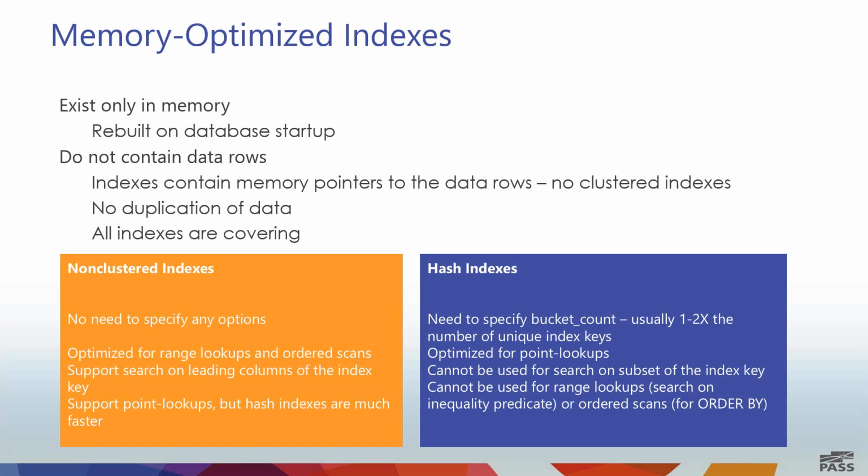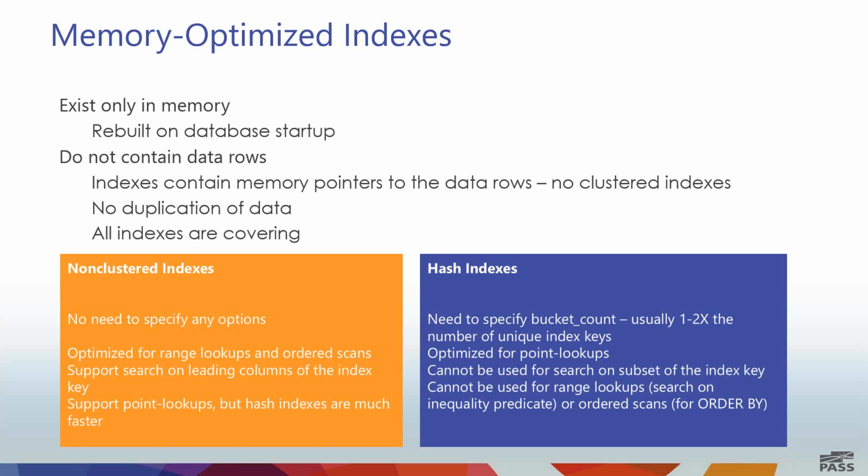So with a non-clustered index, you don't need to specify any option when you create it. In fact, there's no option you can specify. It is simply a self-maintaining index that is dynamic, so it grows and shrinks with the size of the data. And with the hash index, you do need to specify the bucket count when you actually create the index.